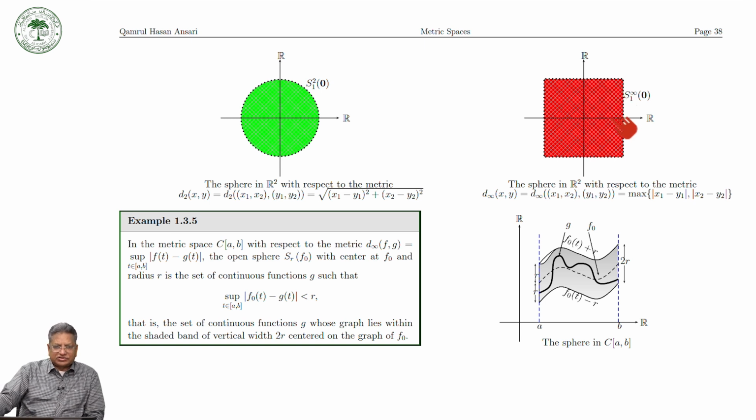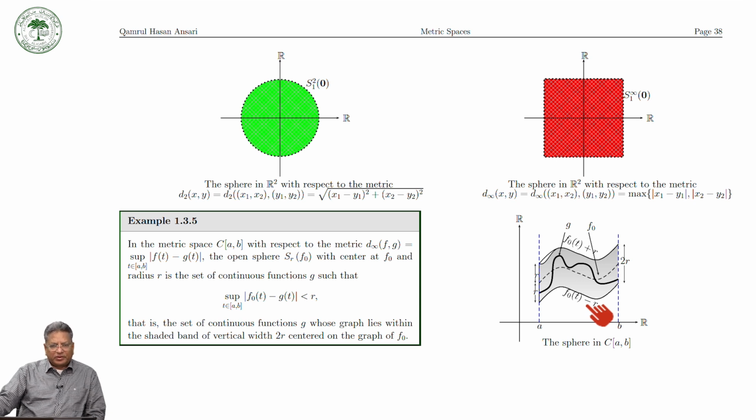And similarly, if you consider the set of all real valued continuous functions defined on a closed interval [a, b], then the open ball with center at f0, where f0 is a function in C[a, b], with radius r. Suppose this dotted line is your f0, and then you add r, so this function is f0(t) plus r, and then you subtract, so this function is f0(t) minus r.